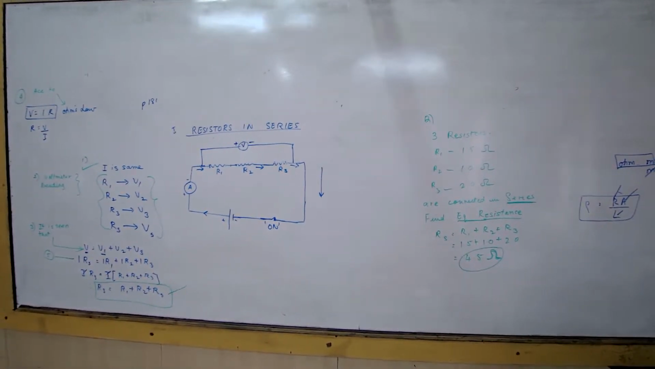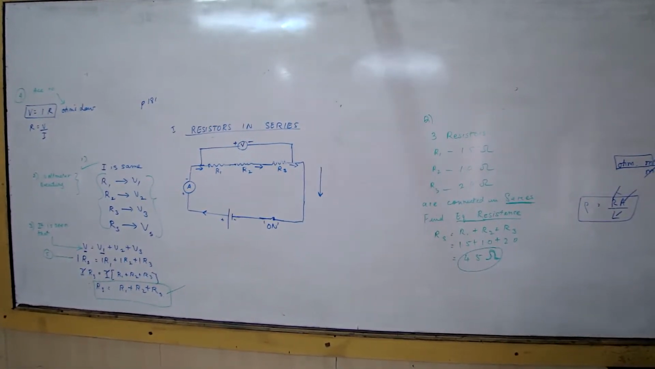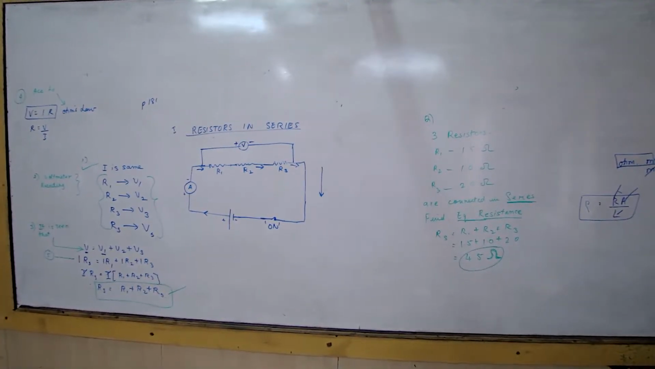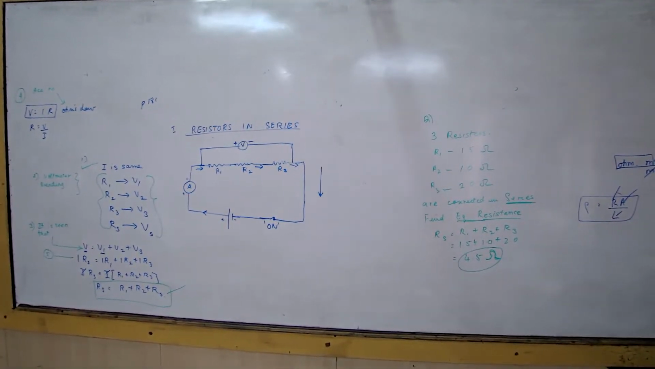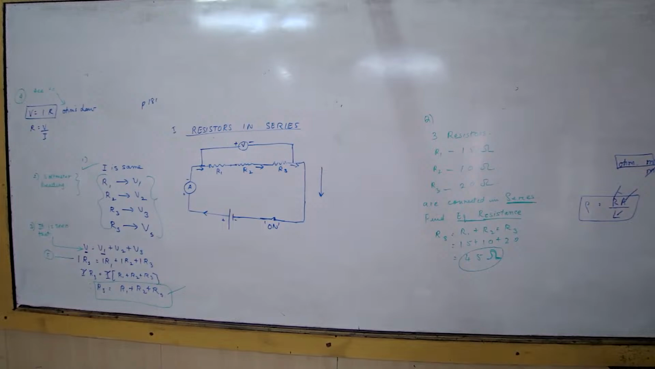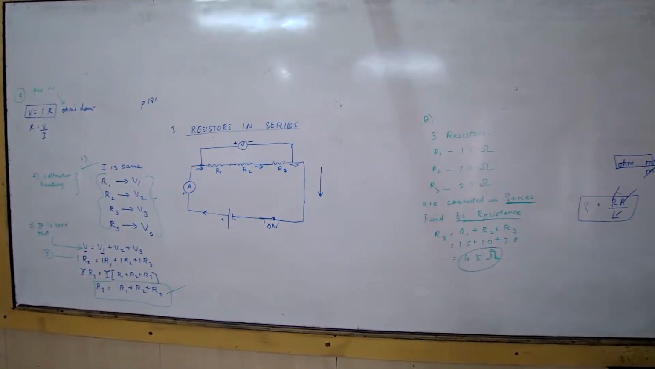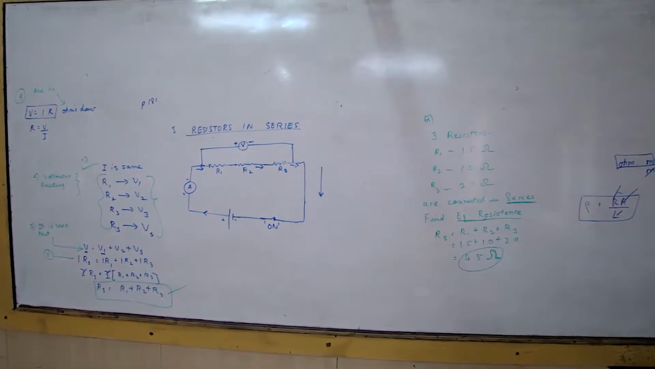So what you can now do is look at the total resistance of this combination of resistors in series. That is your R. So what is RS? RS is equal to R1 plus R2, whatever it is. Okay, so that is the sum of all of them. Is that okay?